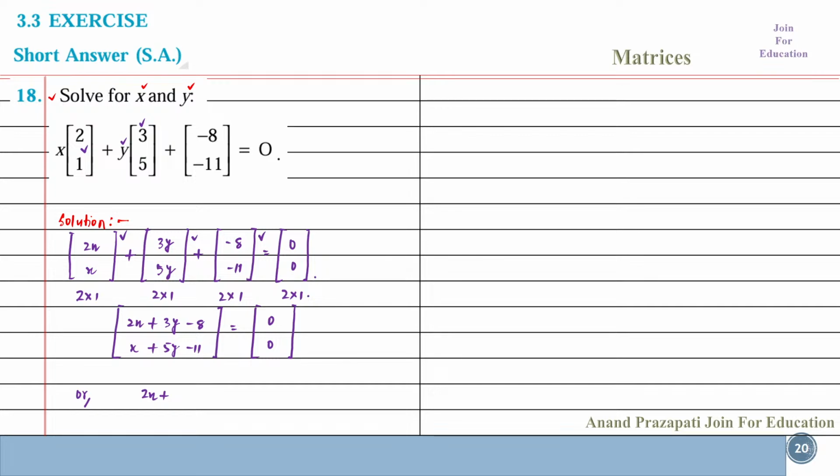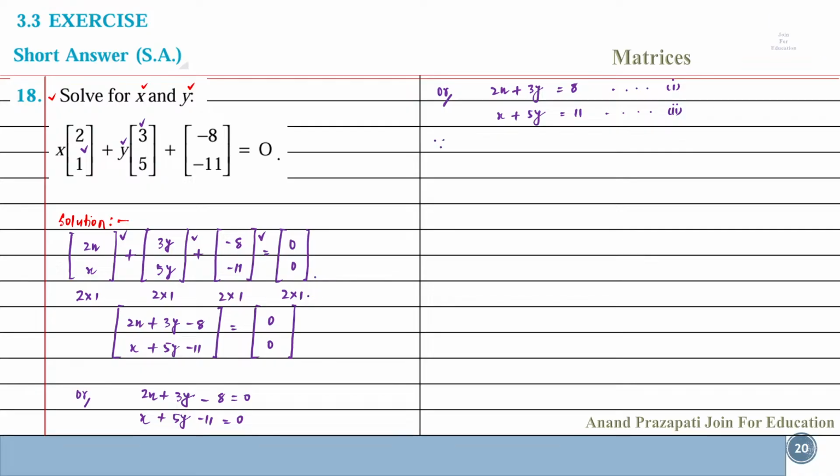2x plus 3y minus 8 equal to 0 and x plus 5y minus 11 equal to 0. So let's see here 2x plus 3y equal to 8 and x plus 5y equal to 11. Suppose this is the equation number 1 and suppose this is the equation number 2. These are the pair of linear equation in two variables.